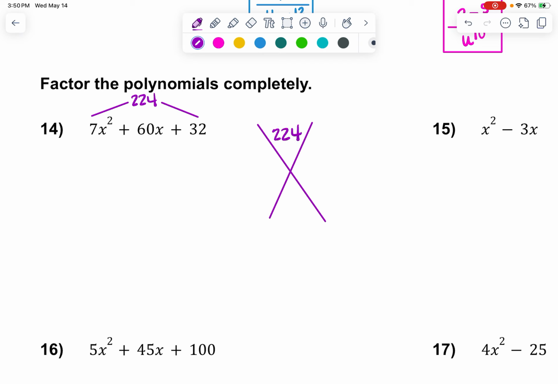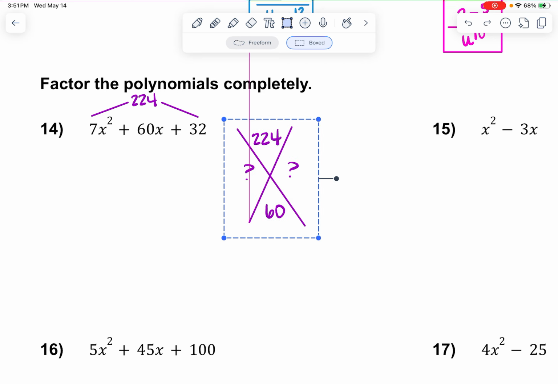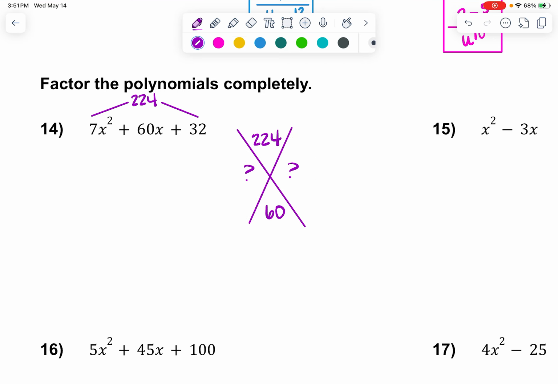So we want the only 2 numbers in the entire world that multiply to give us 224, but add to give us that positive 60b term in the middle. Now, those are some pretty big numbers, so if you don't know what those numbers are, remember we learned a little trick in our calculator to help you find those factors. I'm just going to write this down one time.